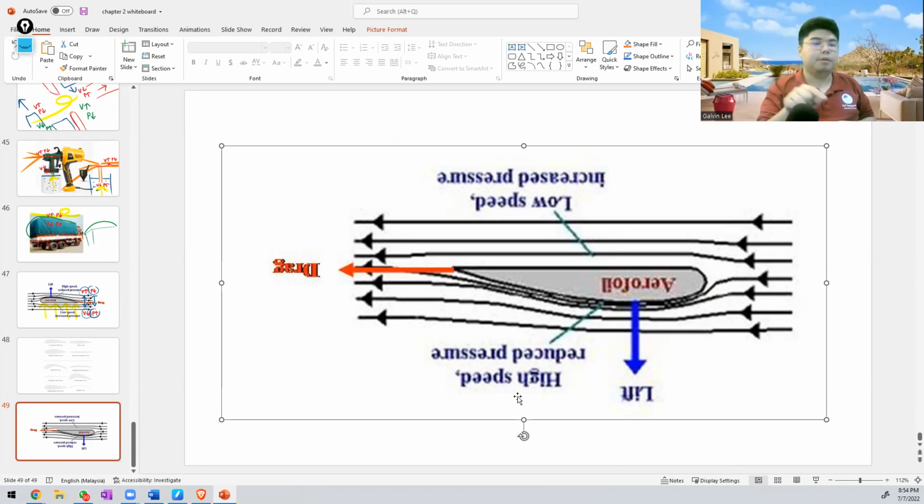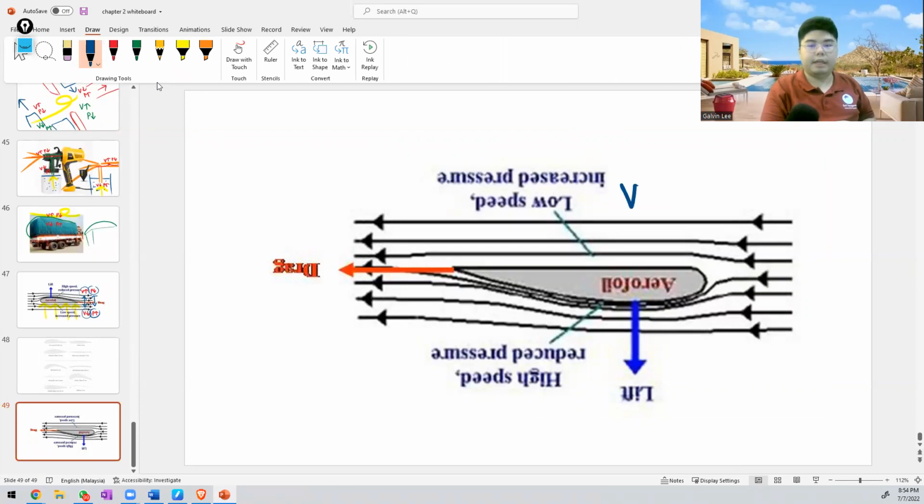Because now velocity here is low, pressure here is high, velocity here is high, pressure here is low, creating a difference in pressure, which is higher at the top, lower at the bottom. This creates a downward force pushing the car down.